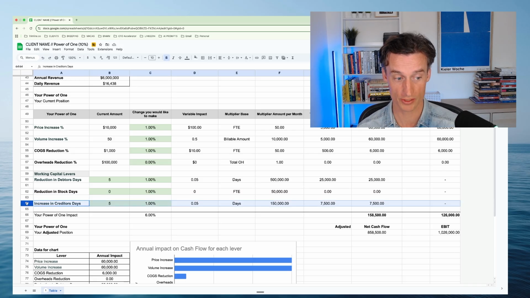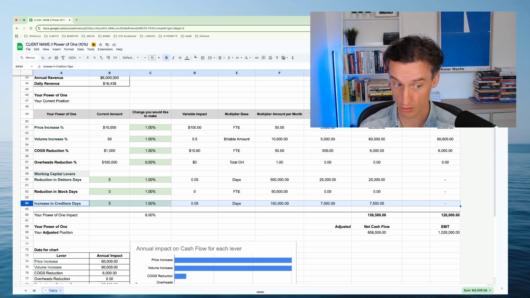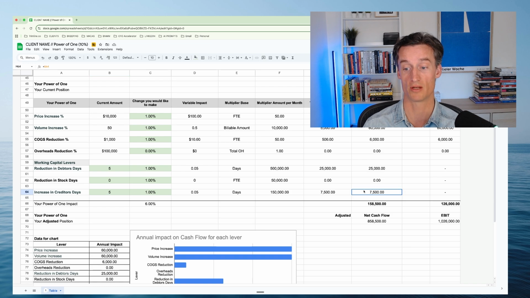And then finally, increase creditor days. This is slightly unethical if you just stop paying your suppliers and take longer to pay them. That's not a lever I like to focus on. I like to pay our suppliers and have good relationships. But if you're in a cash crunch, maybe you need to pull that one and play around with that.